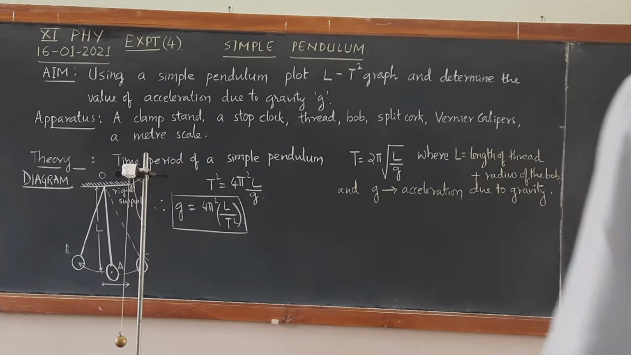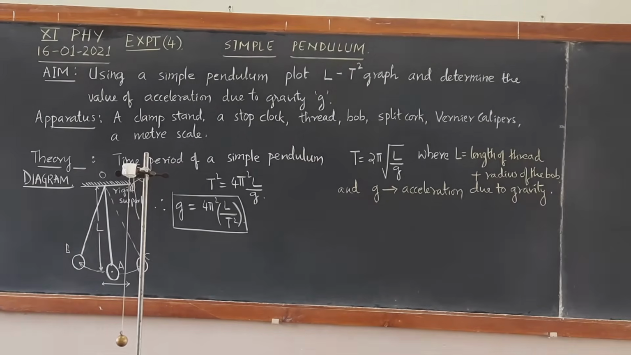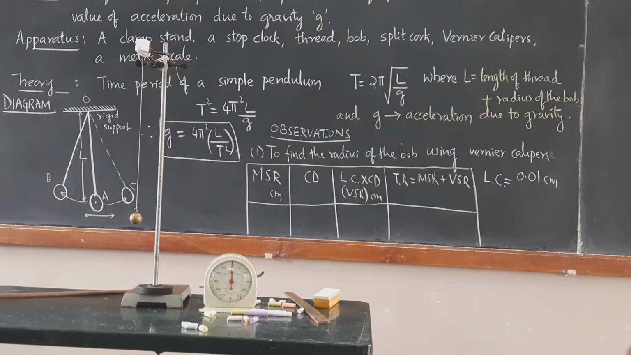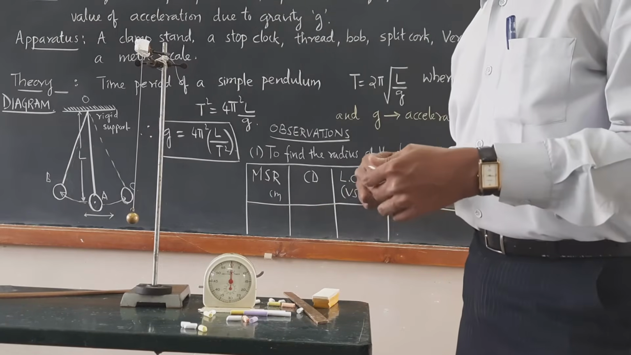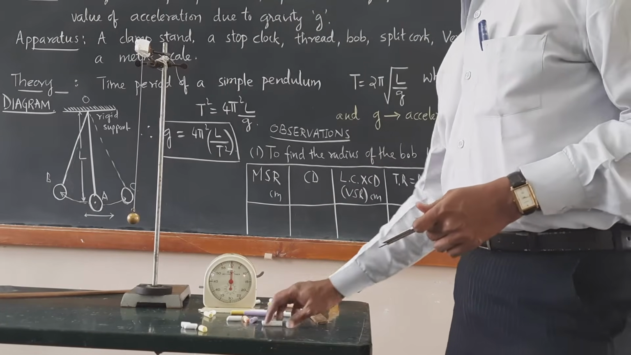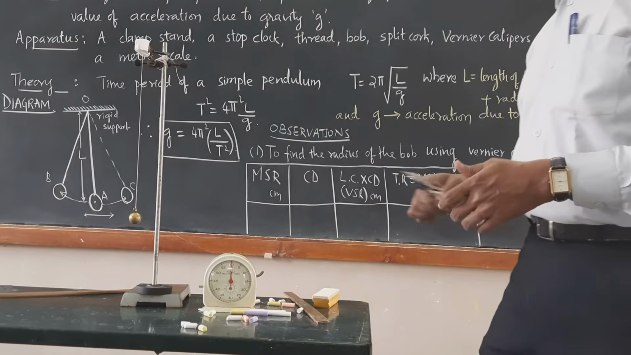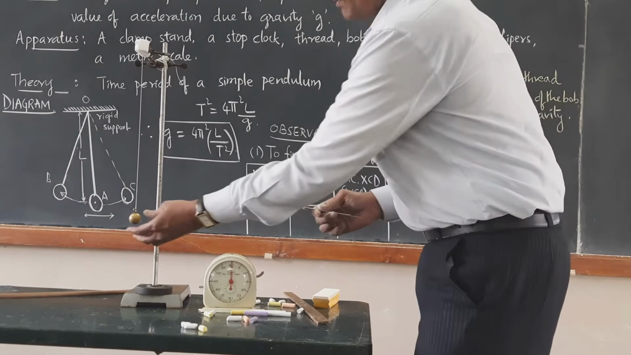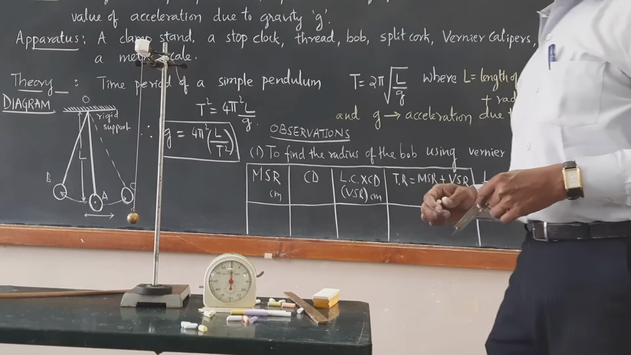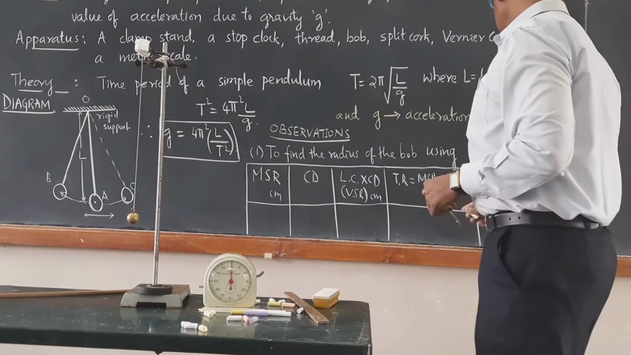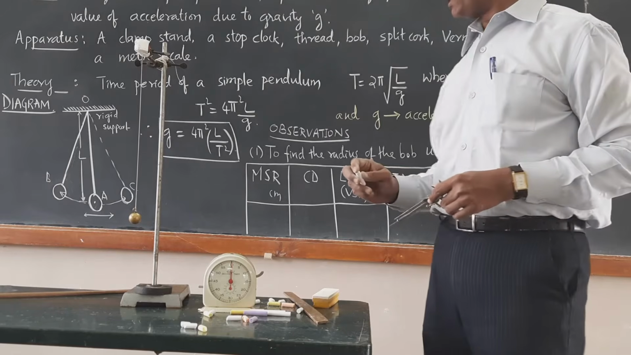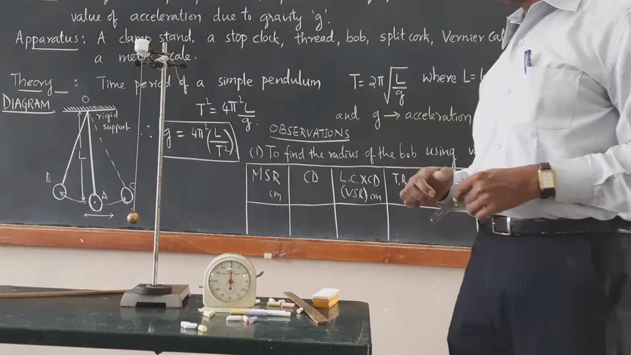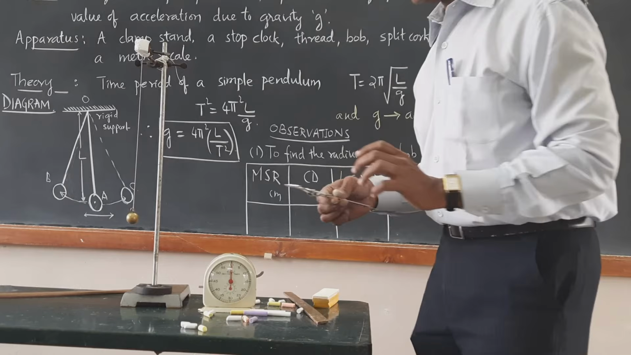We will take some 2-3 readings and accordingly we will be able to calculate the acceleration due to gravity. First, using the vernier calipers, we will find out the diameter of the bob. First, we know the least count of vernier calipers is 0.01 centimeter. We will just take 2 readings.